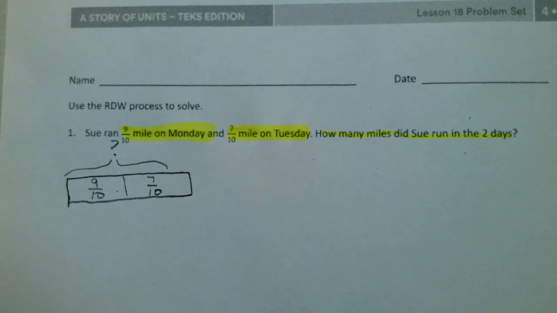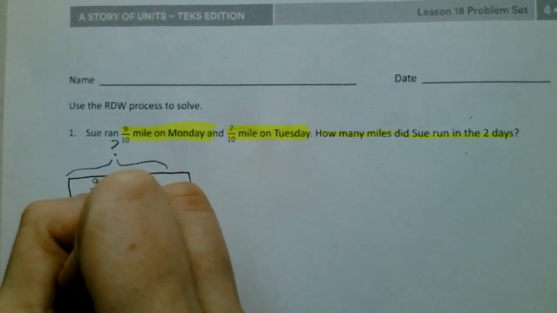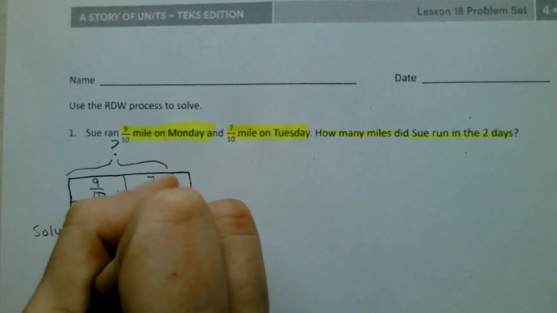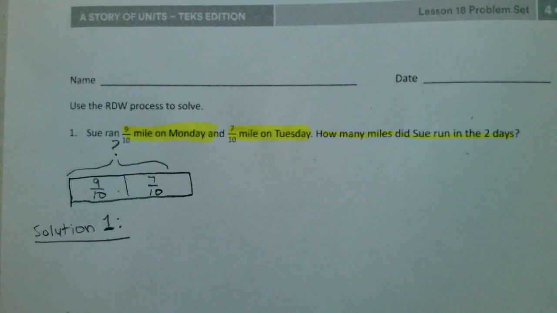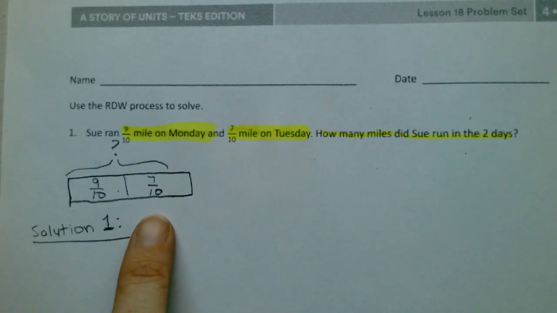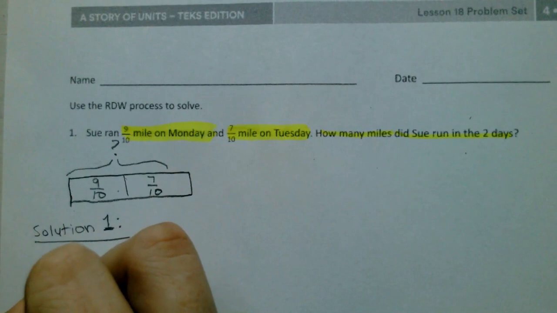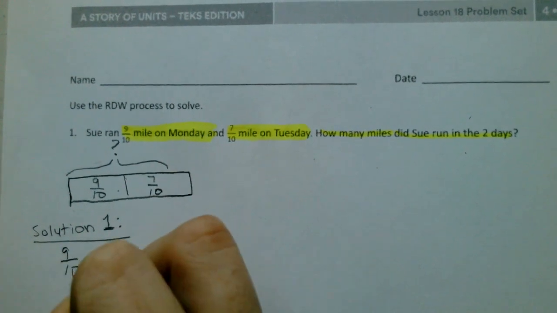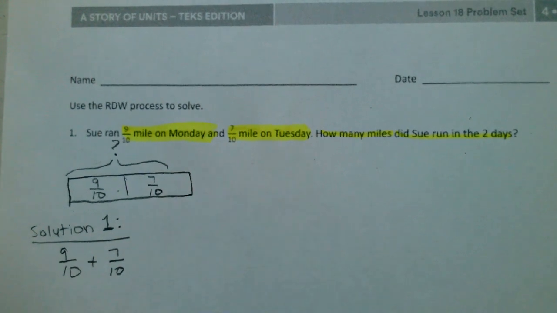Let's use the information in our problem to solve. Remember, we're going to do 2 solutions for this one. So let's write solution 1 here, and we're going to solve underneath solution 1. We're given information, and we know we need to combine these 2 numbers to find out the total. So we need to add these 2 together. Let's do 9/10 plus 7/10.